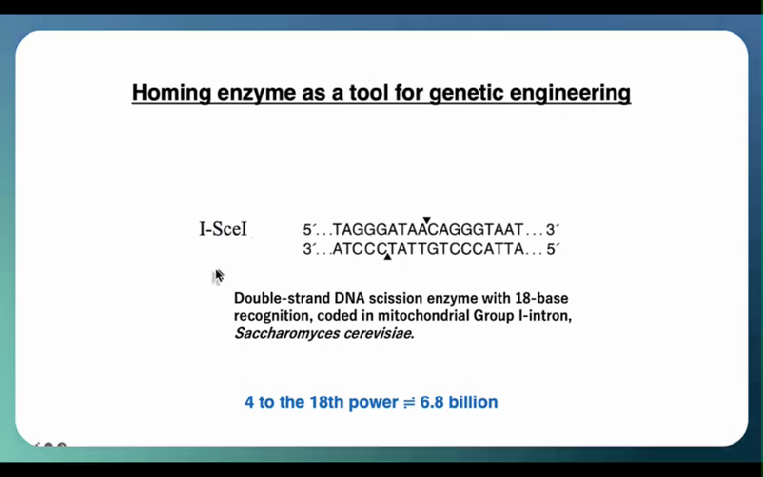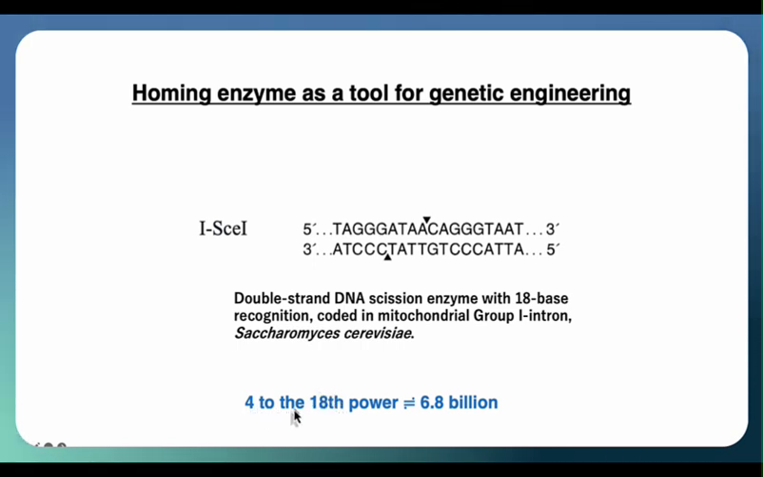The example shown here is a type of homing enzyme named I-SceI. The recognition sequence of this homing enzyme is 18 base pairs long. This enzyme is encoded in the open reading frame of a Group I intron in the mitochondria of Saccharomyces cerevisiae, a species of yeast. The recognition sequence is 18 base pairs long.